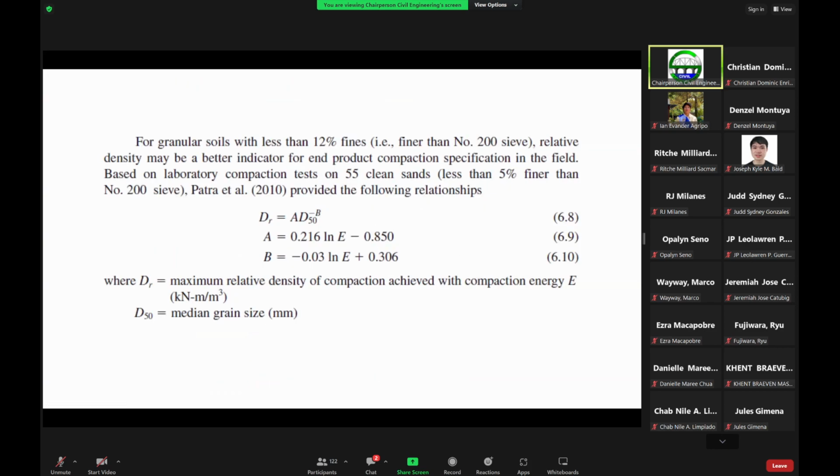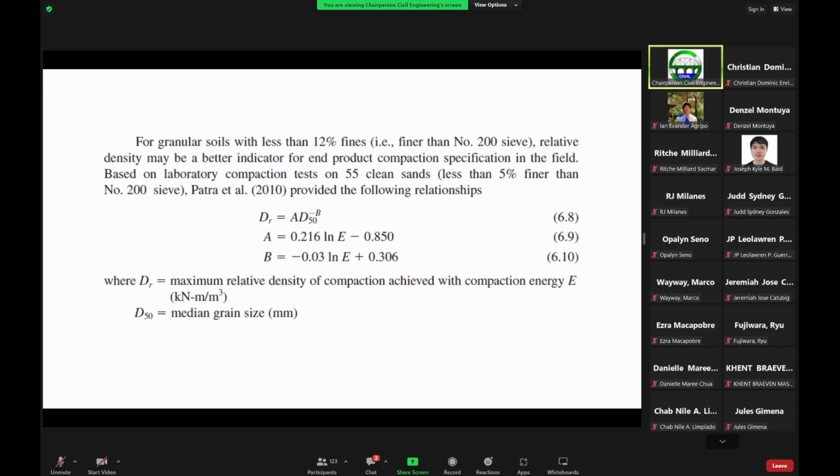Now, for granular soils, in the case of granular soils, these are the sands, for example. For example, sands with less than 12% fines. So again, when you say fines, these are usually the materials finer than the number 200 sieve. That's the 75 microns, so that's the 0.075 millimeters.